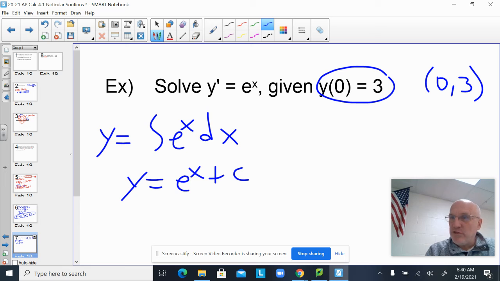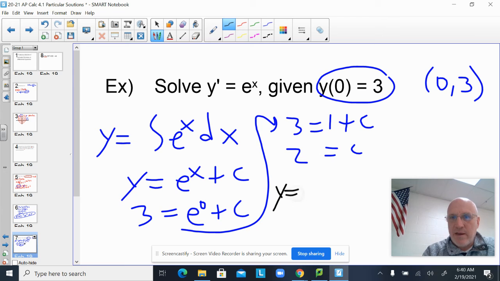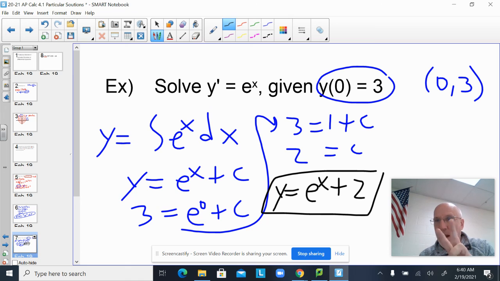And now we're going to use the point (0, 3). So the 3 is the y, and it's e to the x, which in this case is 0, plus c. Well, e to the 0 is 1, so this becomes 3 equals 1 plus c, and I subtract to get c equals 2. So my final answer, my particular solution, is y equals e to the x plus 2. That is the function that has two properties. One, its derivative is e to the x, and two, it satisfies the initial condition that y of 0 equals 3.